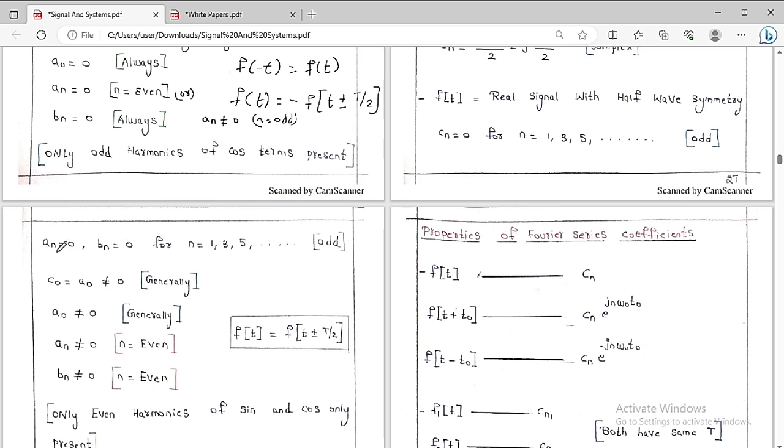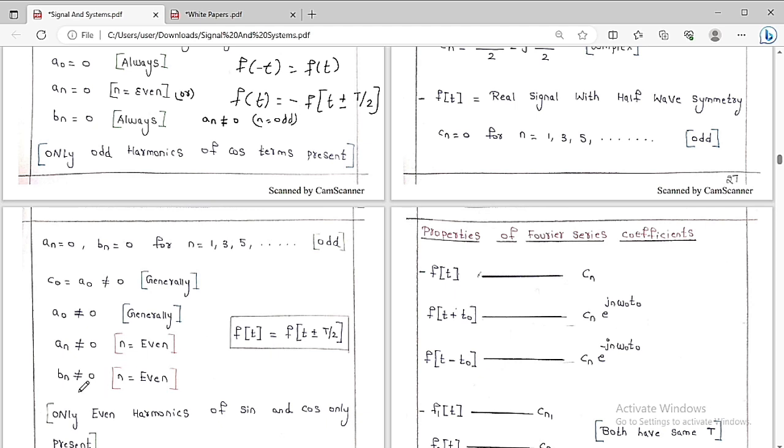Then here an is equal to 0 for all the odd values of n. So we can say an is equal to 0 for odd values of n, and therefore it is not equal to 0 for even values of n.